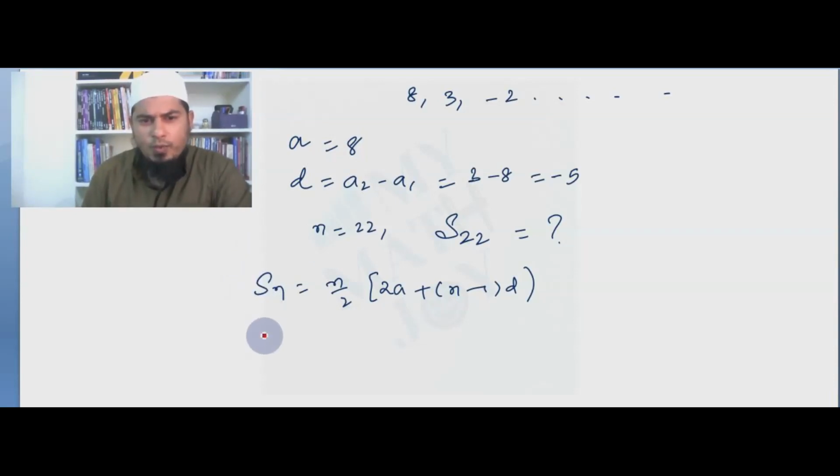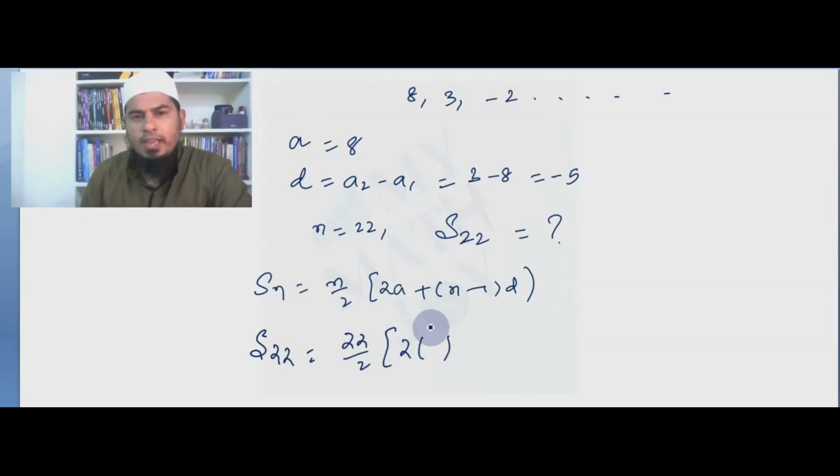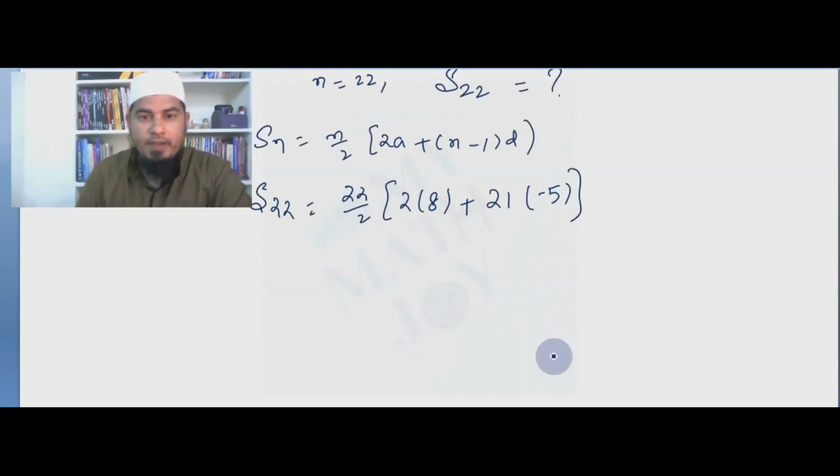S22 is 22 over 2, times 2 times a, which is 8, plus n minus 1, that is 22 minus 1, exactly 21, and d is negative 5. Whenever a number is negative, write it in brackets. You can cancel this 22 and 2. You never cancel a number inside the bracket with one outside. Outside the bracket, it is in product with all these numbers, so you cancel only with the whole bracket, otherwise transpose.